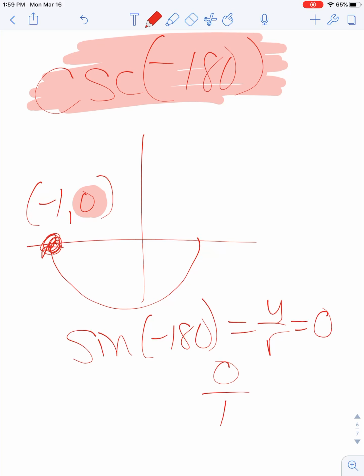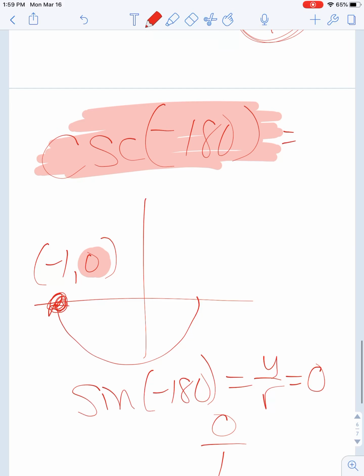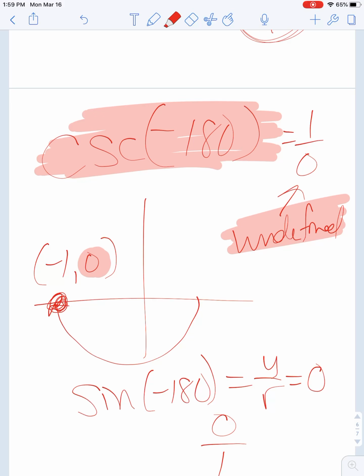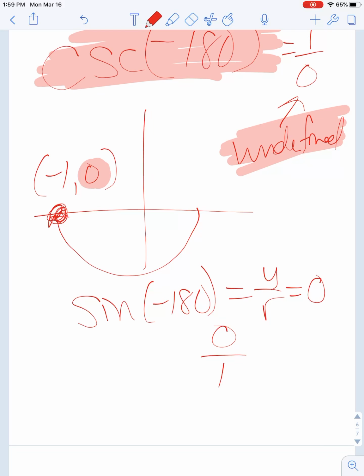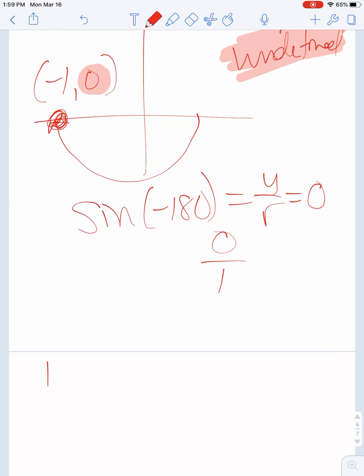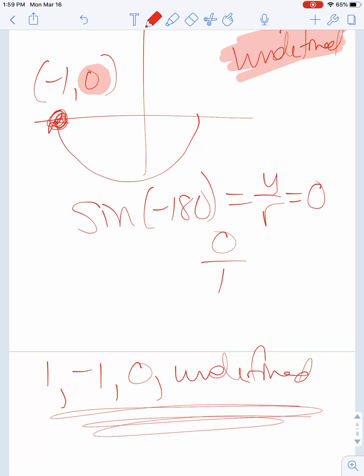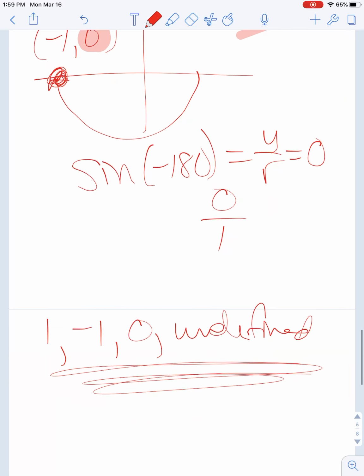Think of it as 0 over 1. What is the reciprocal of 0 over 1? Reciprocal of 0 over 1 is 1 over 0, but that is undefined. So the answer is undefined. All of these quadrantal angles, you're either going to get an answer of 1, negative 1, 0, or undefined. Those are the only answers you're going to get for all of these unit circles.